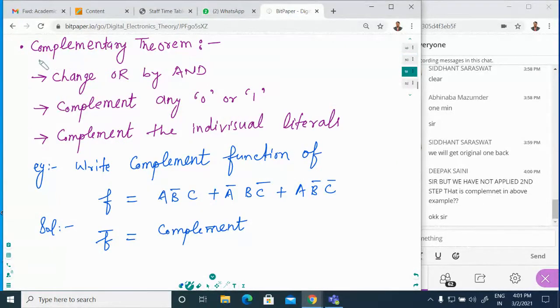So here is the complementary theorem. What is the complementary theorem? You have to take 3 steps. First, you have to change OR to AND, or AND to OR. This is a vice versa operation. If an OR operation is there, you have to change it to AND. If AND is there, you have to change that AND to OR. Then complement any 0s or 1s. If you have a 0 or 1, it should be complemented. Then you have to complement the individual literals. If literals are there, you have to complement them.